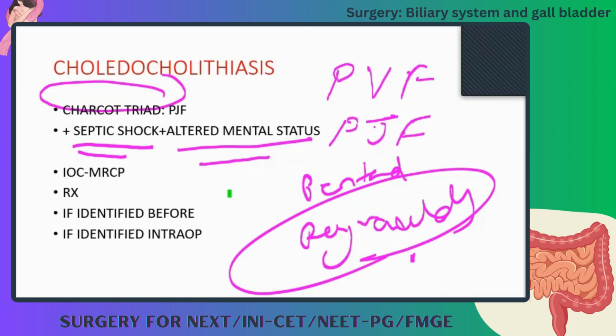Okay. So the investigation of choice is MRCP again. You do a magnetic resonance cholangiopancreatography. For choledocholithiasis it is MRCP. For tiny structures, CT will not be so much effective. So it is better to do an MRCP.